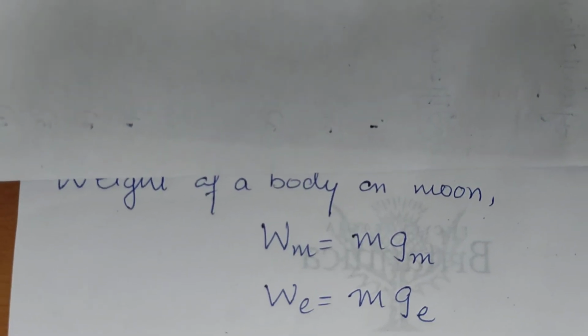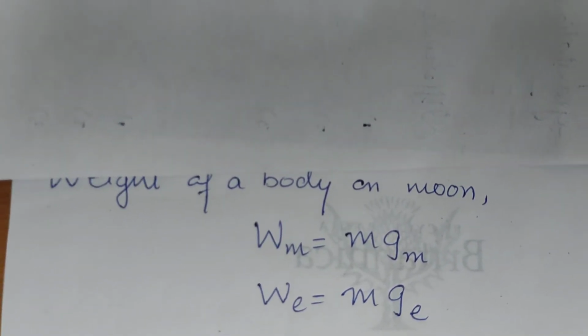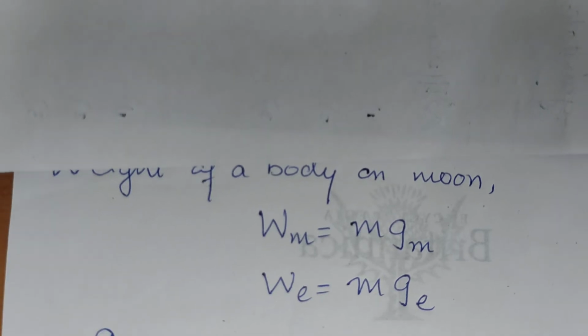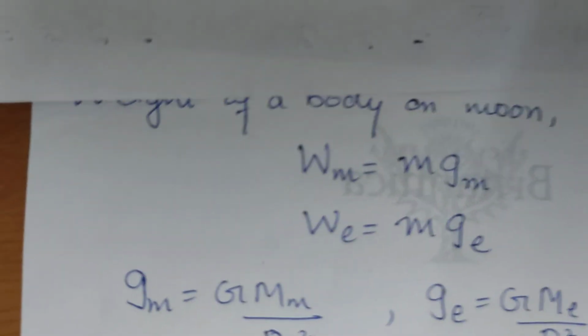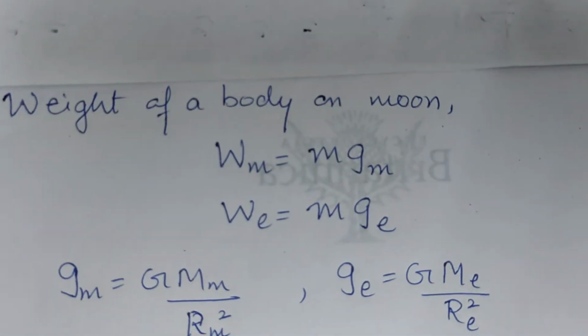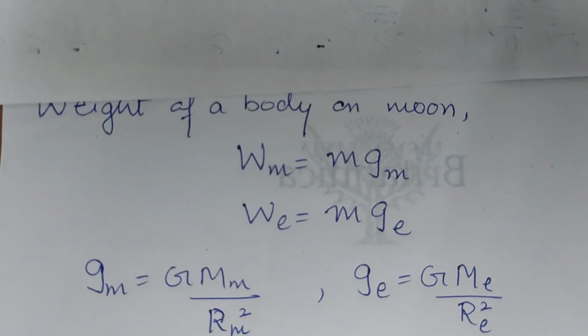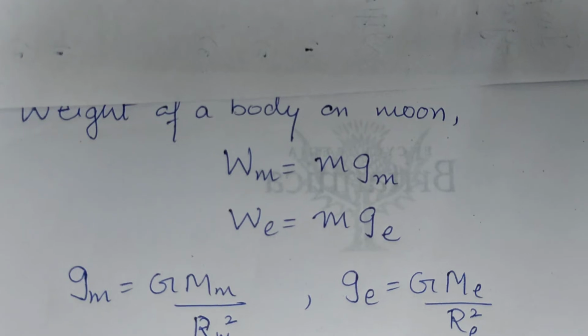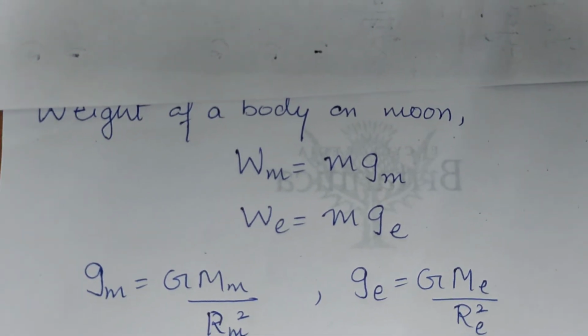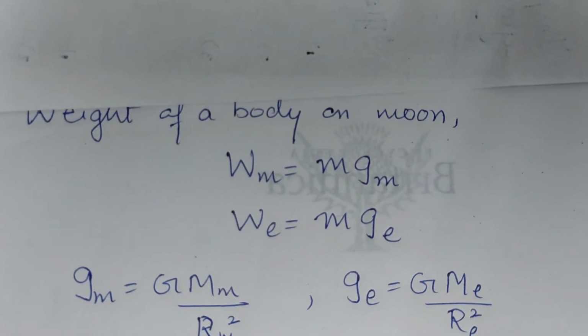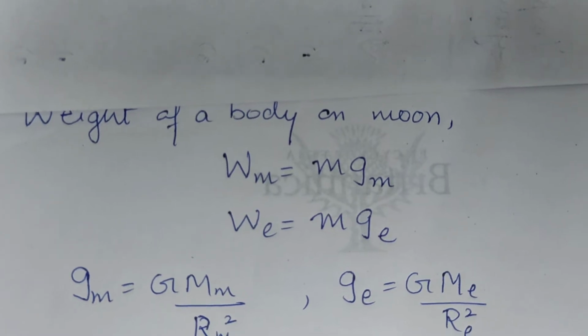Similarly, weight of a body on Earth, We, can be written as m ge. As we have discussed just now, mass of a body is constant everywhere, so m is same. In both the formulae, we have used the same mass because we are talking about the same body's weight on moon and then on Earth.